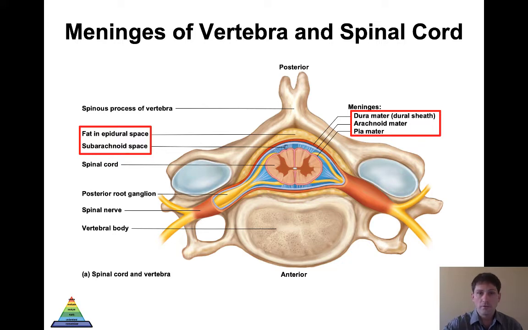Now, you'll also see that in this image, I've got highlighted this epidural space that has fat tissue in there, and that's going to help insulate and protect that spinal cord from bumping against the bone on this vertebra.